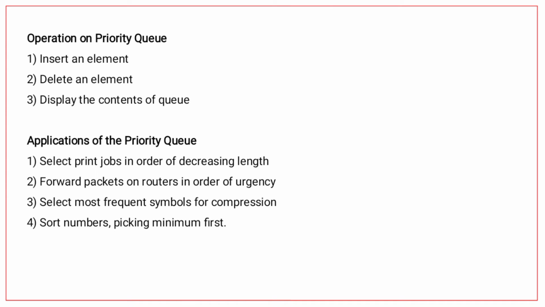Now, what are the applications of priority queue? The first application, select print job in order of decreasing length. Second application, forward packets on routers in order of urgency. Third application, select most frequent symbols for comparison. And fourth application is sort numbers, picking minimum first.